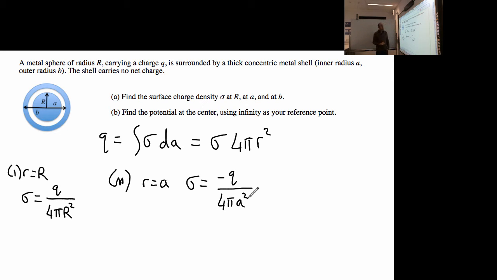Okay, so again, the negative charge comes from the fact that there's been an induced charge on the inside of that metal shell, which has been caused by the positive charge of the metal sphere. Now for the third one, whenever r is equal to b, and now since we've got a negative charge on the inside of our metal shell, we're going to have a positive charge on the outside. So sigma will equal plus Q divided by 4 pi b squared.